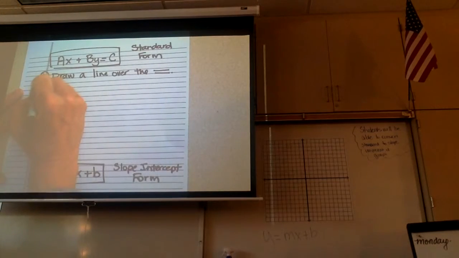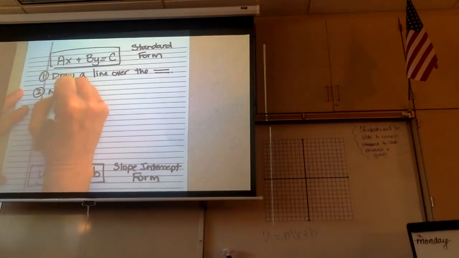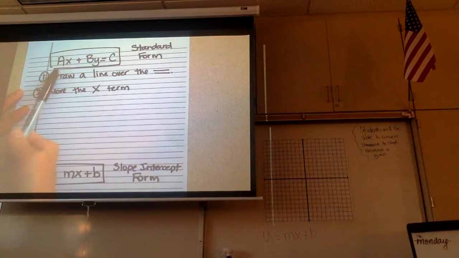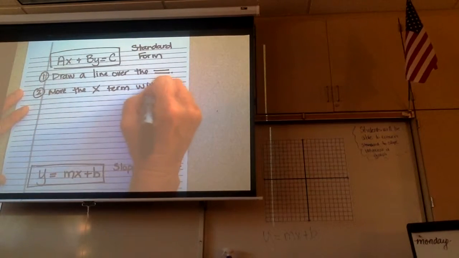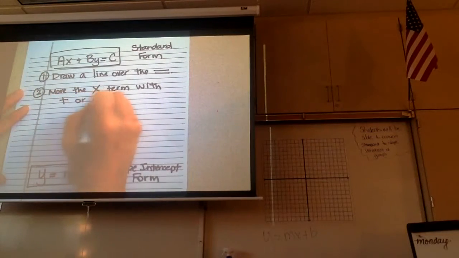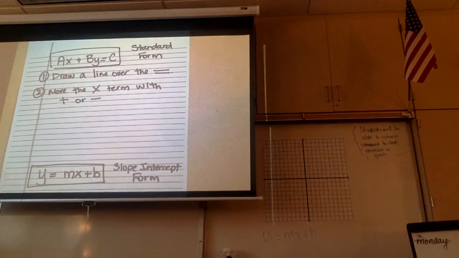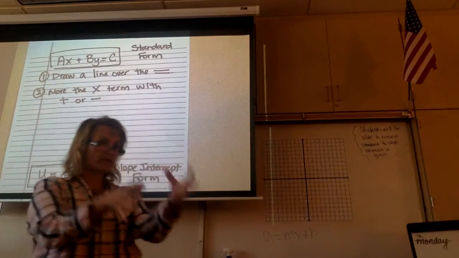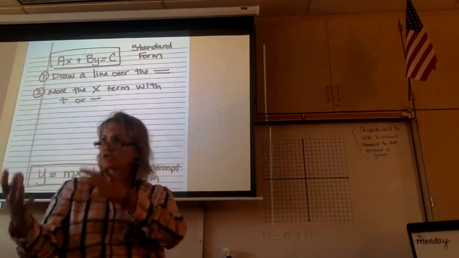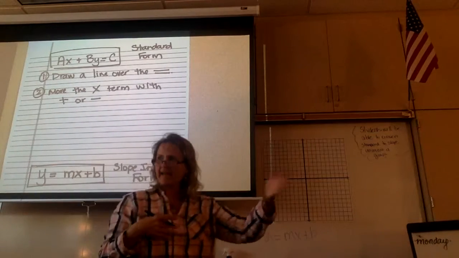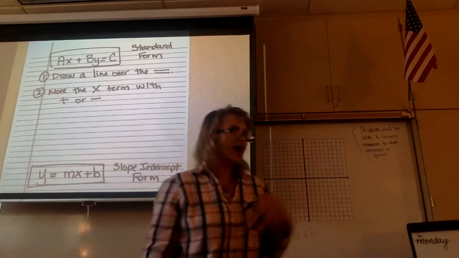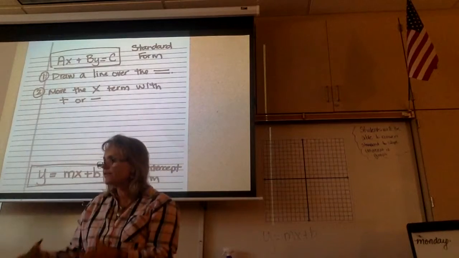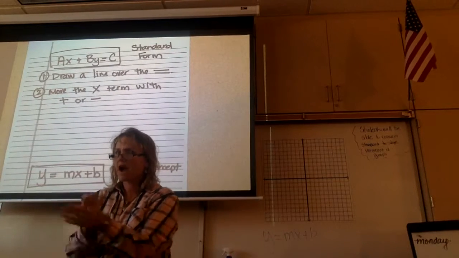All right, draw a line over the equal sign. Then, we are going to move the x term, that would be this first one, with addition or subtraction. So we're going to do the opposite. So if it says plus 2x, how would I move plus 2x? With a minus 2x, right? What if I had minus 7x? Plus 7x. I'm going to do the opposite so that I can cancel it out on one side and move it to the other. You with me? Yes.